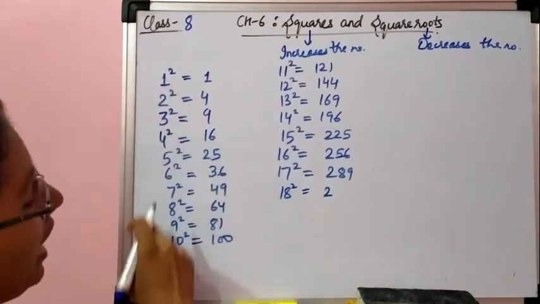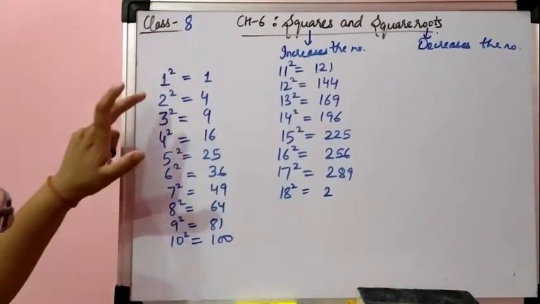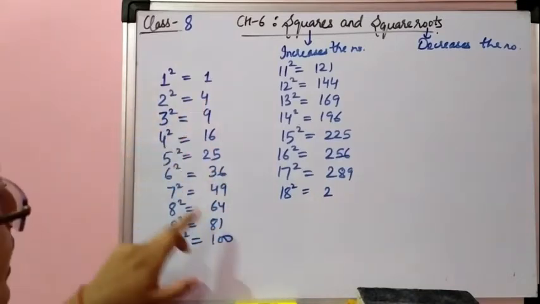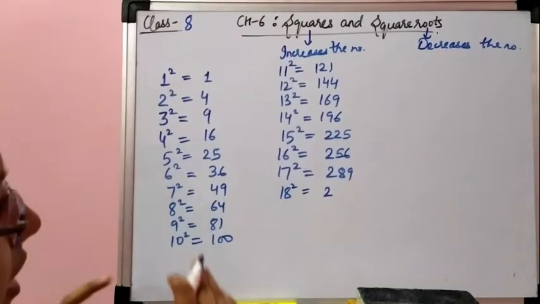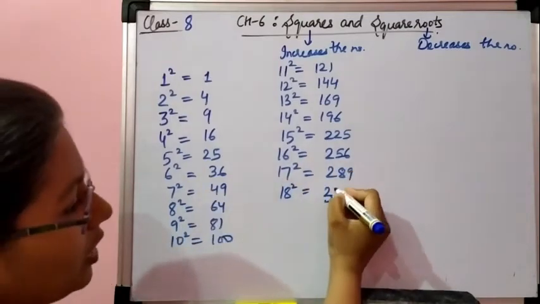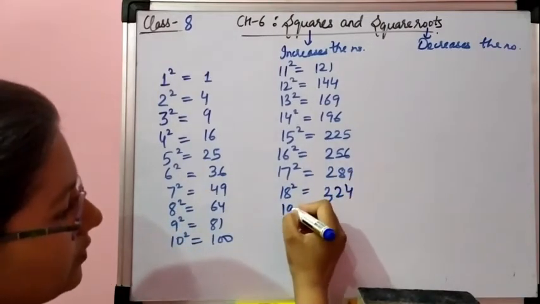Now what I am doing, I am finding the squares of numbers. That's why the value is increasing. Square of 6 is 36. Square of 7 is 49. In all the cases you will find that the value increases.